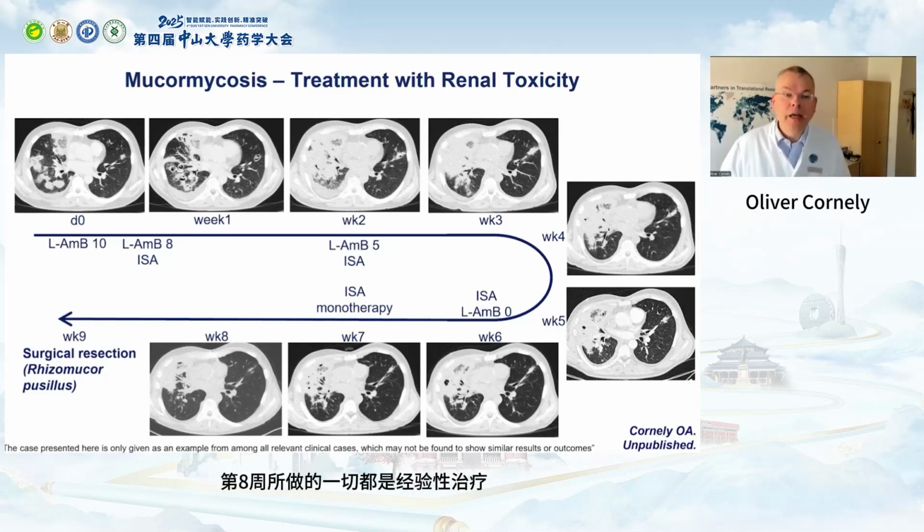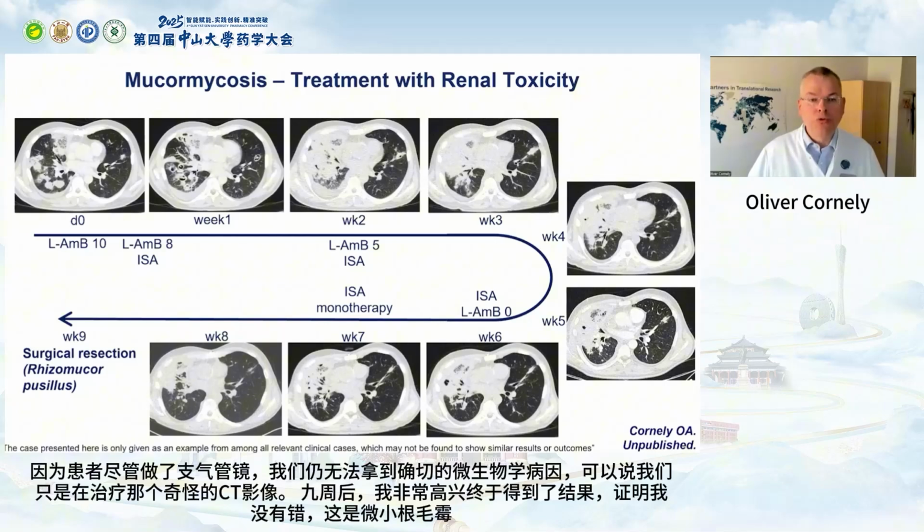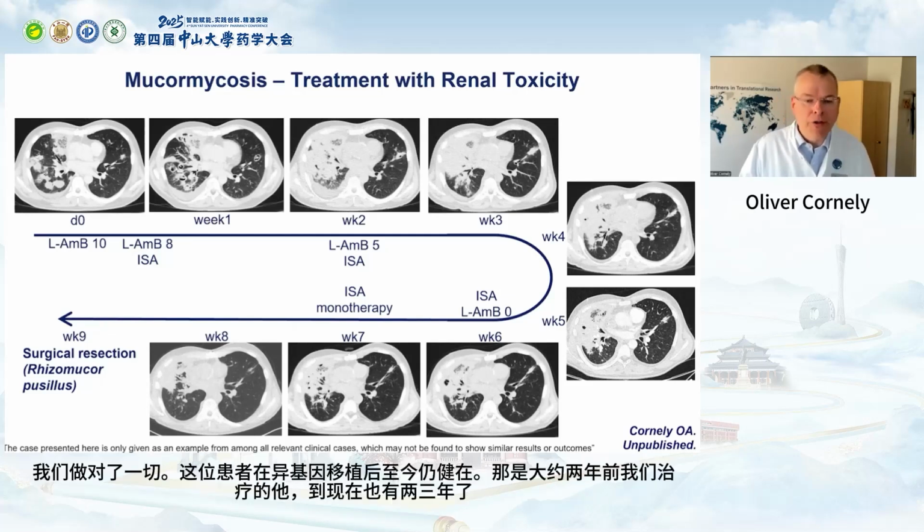We were not able, despite bronchoscopy, to prove what was going on. We were just treating that CT image, so to say. And I was very happy after 9 weeks to finally get that result, that I was not wrong, but that it was Rhizomucor pusillus, and we did everything right. And this patient is up and alive after allogeneic transplant these days. It's about 2 years ago that we treated him, 2-3 years, I'd say.